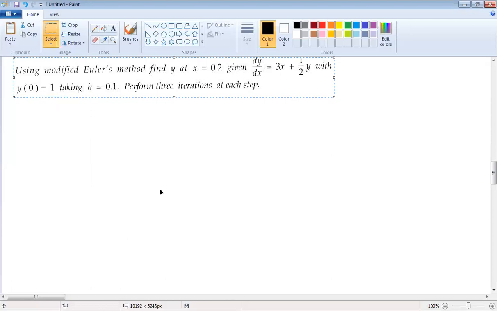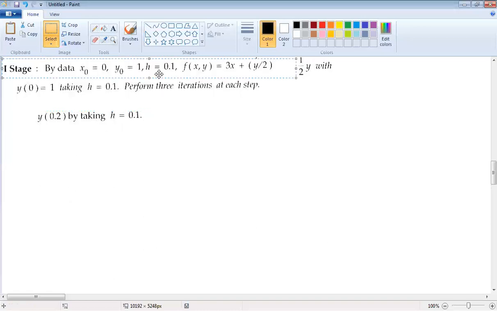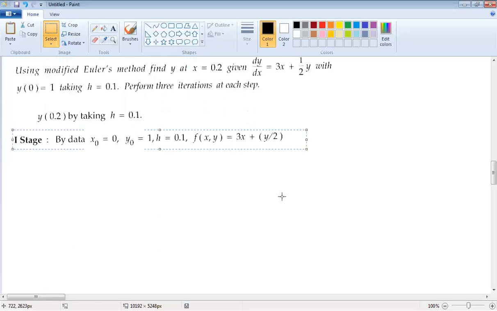Okay, we need to find y by taking h is equal to 0.1. So it is a two-stage problem, two-step problem. So first, let's start with stage 1. In stage 1, we'll write down whatever data is given to us. So if you observe, your x naught value is 0, y naught is 1, h we have 0.1, and f of x comma y is nothing but dy by dx, which is given as 3x plus y by 2.